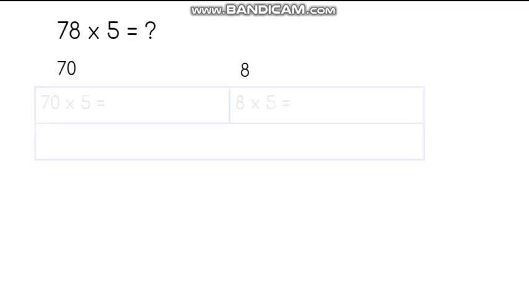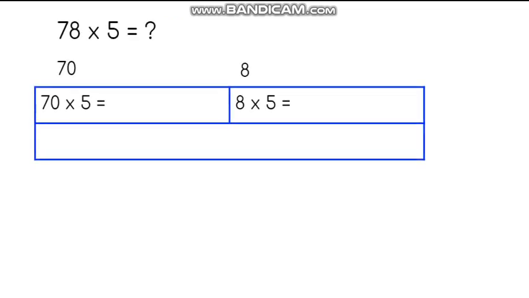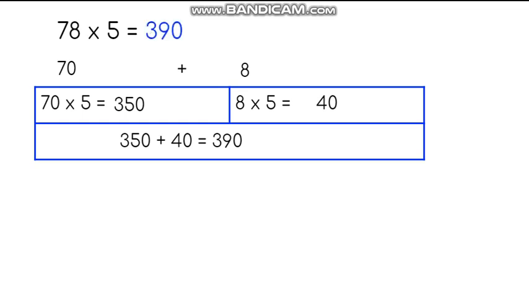This is if we use the 0. Okay, so you do it like that, the same thing as the one that we just talked about before. So you end up with the same result, 390.